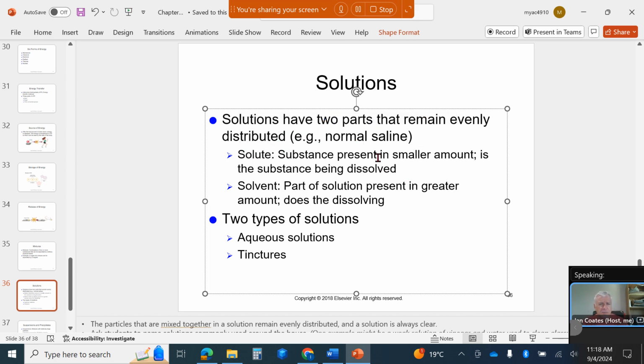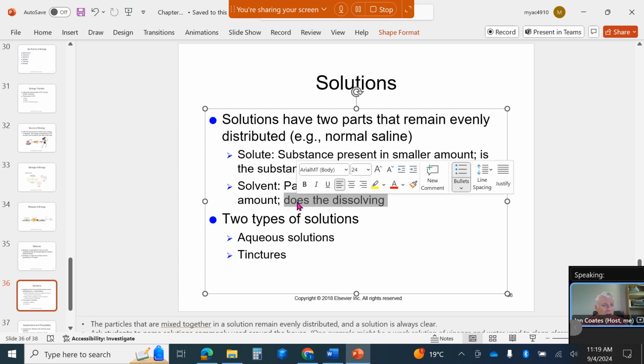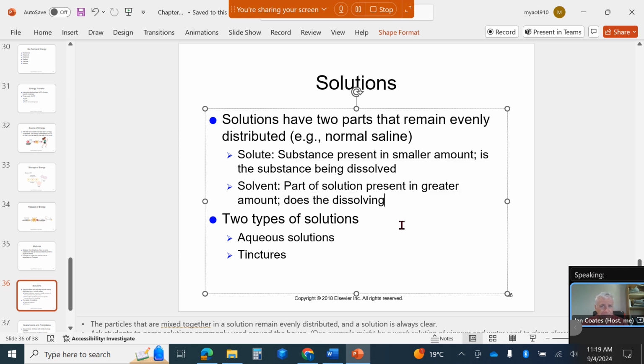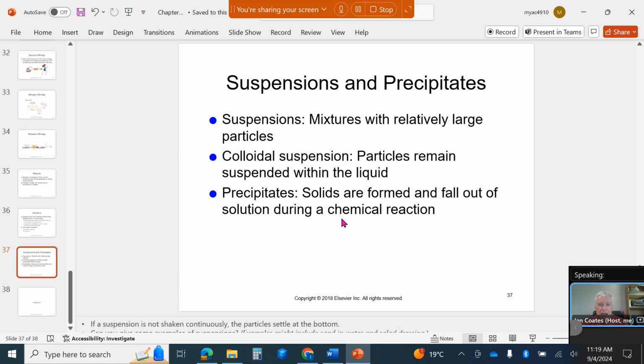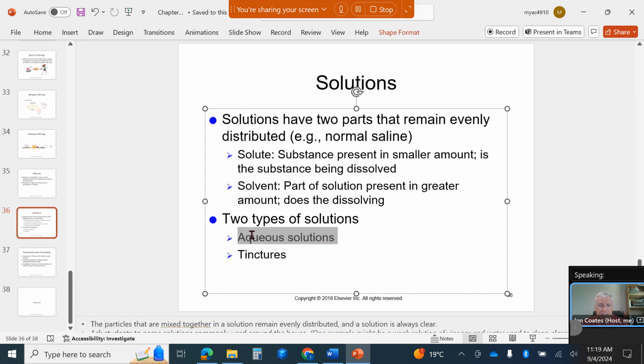The substance present in the smaller amount is the substance being dissolved. The solvent is the part of the solution present in greater amounts, and it does the dissolving. Okay? Two types of solutions: we've got aqueous solutions and tinctures. I'm more interested in aqueous solutions.